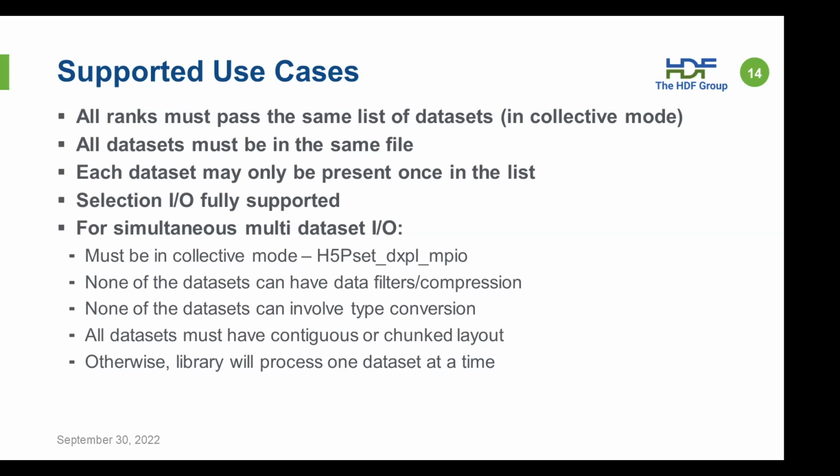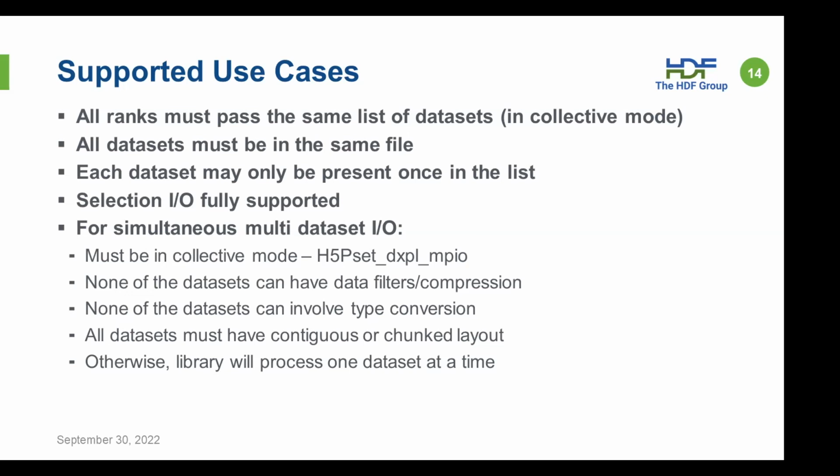All the data sets in the operation need to be in the same file. We can't construct an MPI data type that crosses files. And each data set may only be present once in the list. That's mostly because it would be very difficult to construct an MPI file data type that had monotonically non-decreasing offsets in the general case if we allowed each data set to be present more than once.